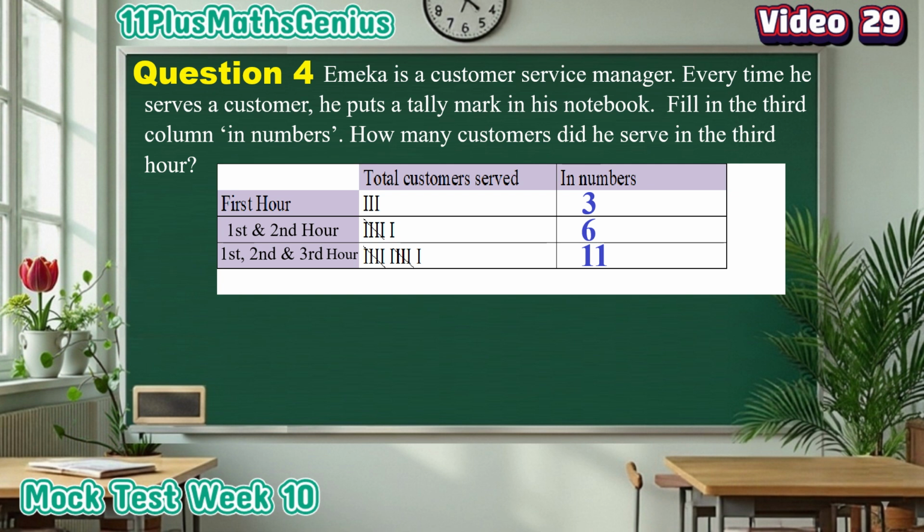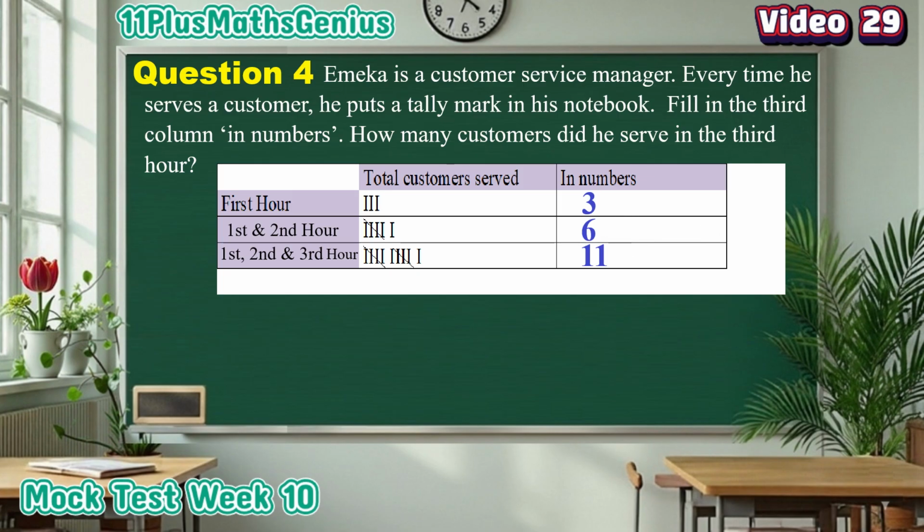As for the first and second hour, we can see 4 lines with a cross and another line. Now we know that the 4 lines with a cross is worth 5, and we have an extra line, which would be worth 6 in total. So we write down 6 in the numbers section.